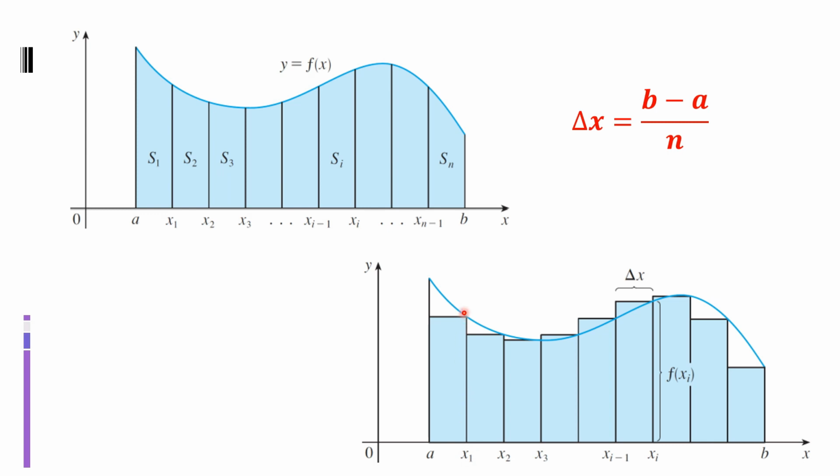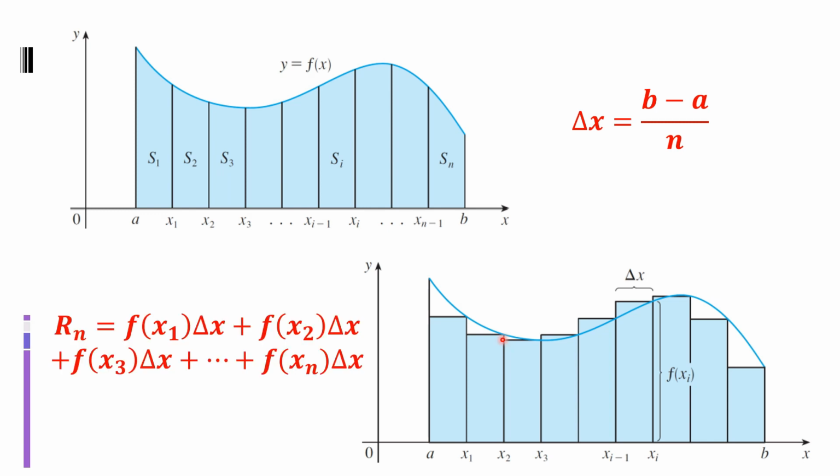So, dito, sa first rectangle natin, f of x sub 1 ang ating length. So, delta x times f of x sub 1 yung kanyang area. Sa pangalawa naman, delta x pa rin yung width. So, we have delta x times, ang length naman niya is yung function value at x sub 2. So, delta x times f of x sub 2. Now, if we get the sum of those rectangles, we have R sub n is equal to f of x sub 1 delta x plus f of x sub 2 delta x plus f of x sub 3 delta x plus up to f of x sub n delta x.